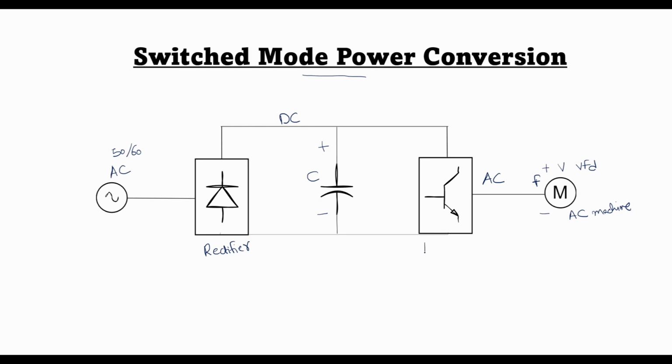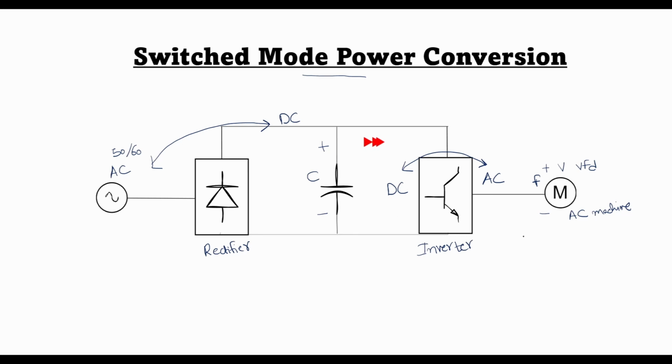So here we have another block which is called an inverter which converts DC to AC. So a rectifier converts AC to DC and an inverter inverts DC back to a variable frequency AC. So during the normal operation, energy flows from the AC side towards the induction machine through this route, which you can see through the red arrows.